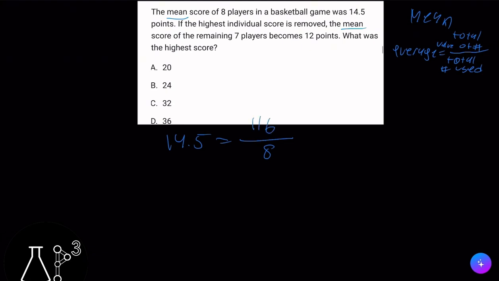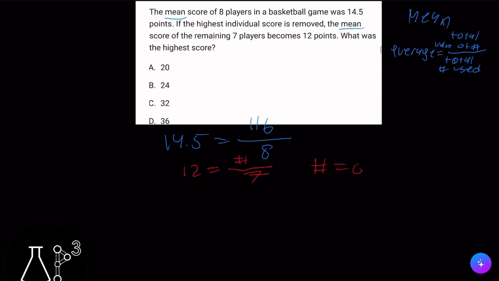And we can do the second equation now. We're saying that the highest individual is removed and that the mean of the remaining 7 players is 12. So we get 12, which is the average or the mean, equals the number divided by 7. So we gotta look for the value of the highest score, but we gotta figure out what is the total value used for the second equation. Well, all we have to do is multiply 7 on both sides and we get 84. So the total value equals 84.